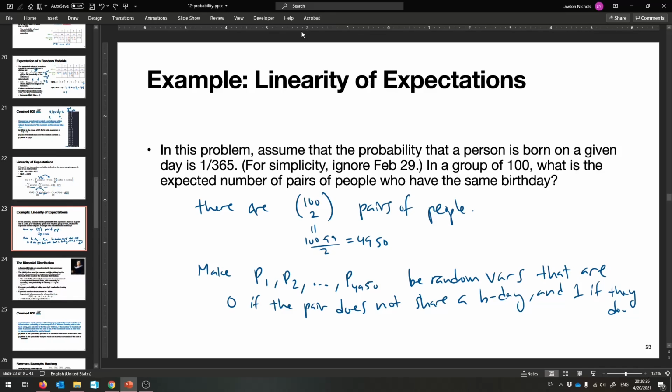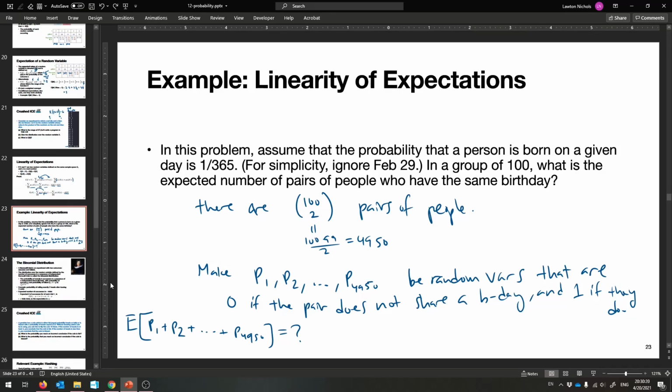Okay, and these are random variables. So we now can talk about their expectation. We can make one big random variable, or we can just say the expected value of P1 plus P2 plus ... plus P4950 is the number we're looking for. This will tell us the expected number of pairs of people who have the same birthday, because we've made random variables for each pair of people, and we make it be 0 if they don't share a birthday, and 1 if they do. So the number of 1s that we see here, what's the expected number of 1s? That will be the number of pairs of people with the same birthday. I hope that that is able to be followed. Okay, that is the key here.